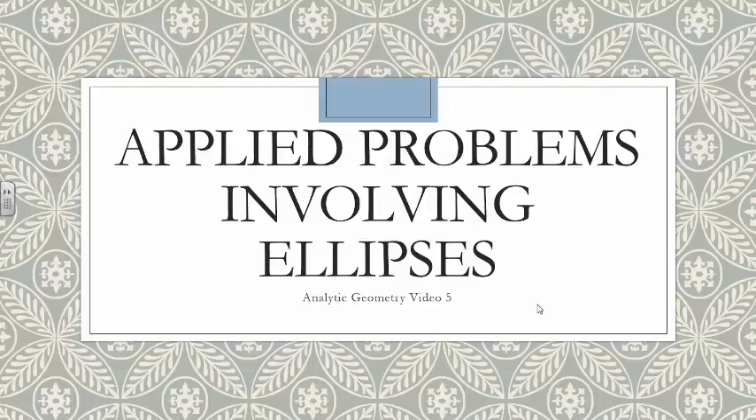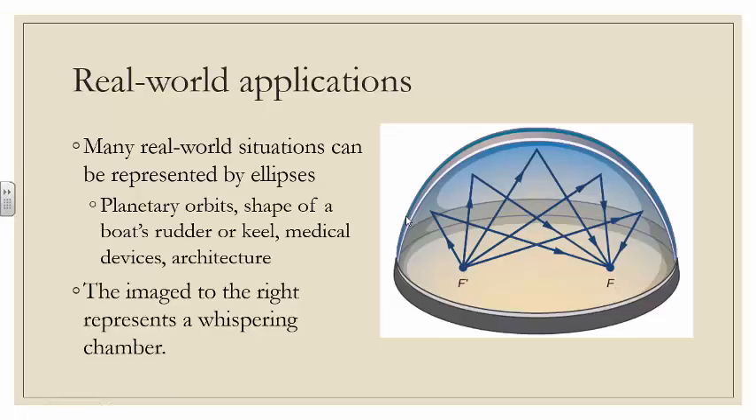In this video, we'll solve an applied problem involving an ellipse. There are many real-world applications for ellipses, including orbits of planets, satellites, moons, the shapes of boat keels and rudders, and certain airplane wings. The applied problem we'll be working on today involves whispering chambers, which are buildings designed with elliptical domes so that a person standing at one focus and whispering can be heard by someone standing across the room at the other focus.